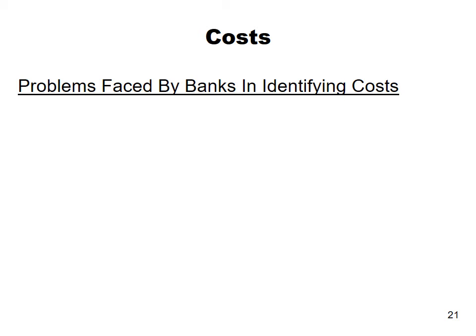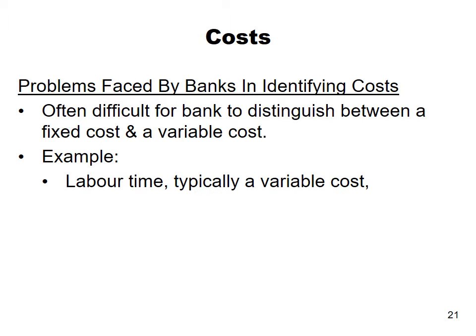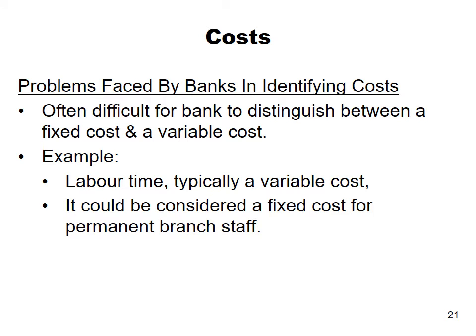Problems faced by the banks in identifying costs. Often it is very difficult for a bank to distinguish between a fixed cost and a variable cost. For example, labor time typically is a variable cost, but it could be considered a fixed cost for permanent branch staff.